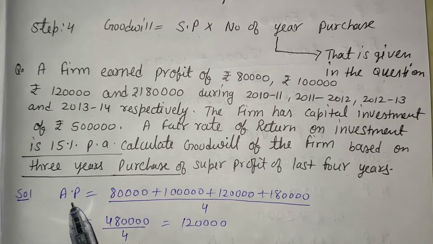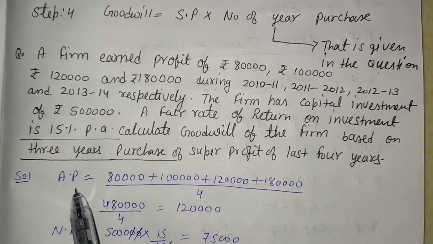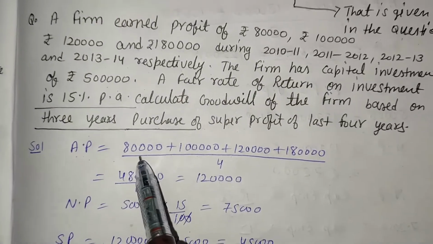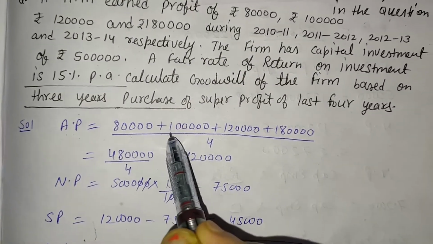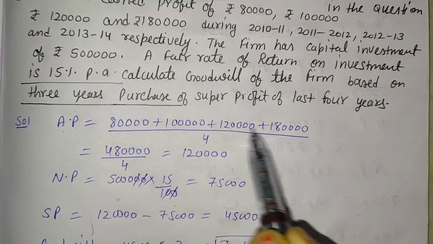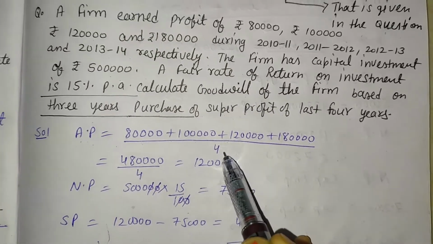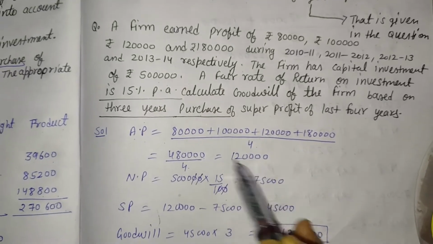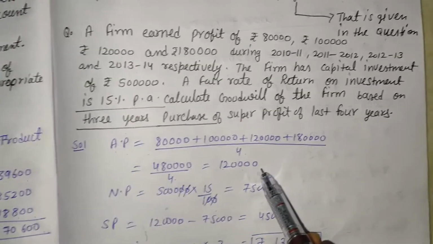So the first step is average profit, and we can calculate the average profit by adding all the profits, and the 4 profits are 80,000, 1 lakh, 1,20,000 plus 1,80,000 divided by 4. We are getting 4,80,000 divided by 4. Now the final answer of average profit, that is 1,20,000.